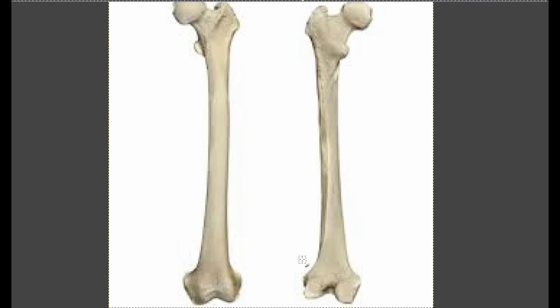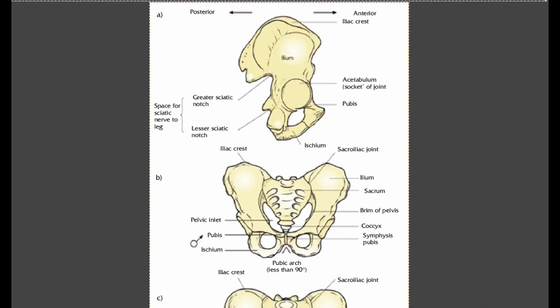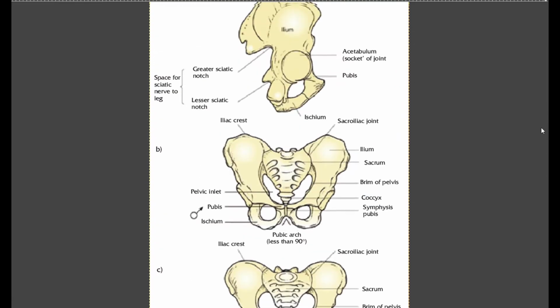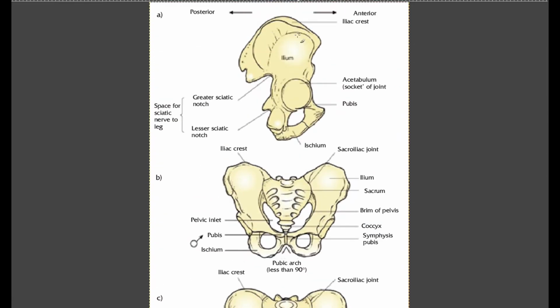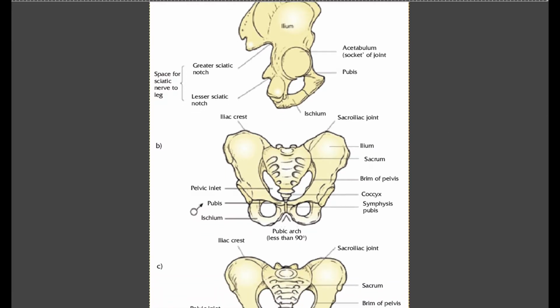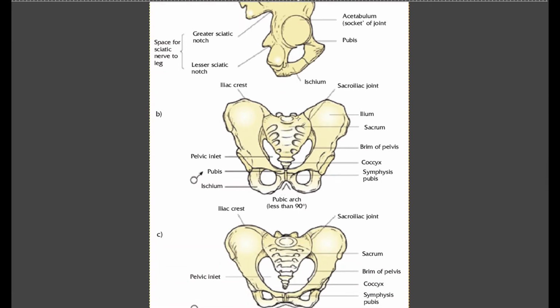So let's go ahead and take a look at the bones of the pelvis. So we're going to look at three different views of the pelvis. One, this is our lateral view. Right here, we're looking at the anterior view, and then, excuse me, actually this is the posterior view, and then lastly this is the anterior view. So this is the front of the pelvis, this is the back of the pelvis, and then this is the side of the pelvis here.